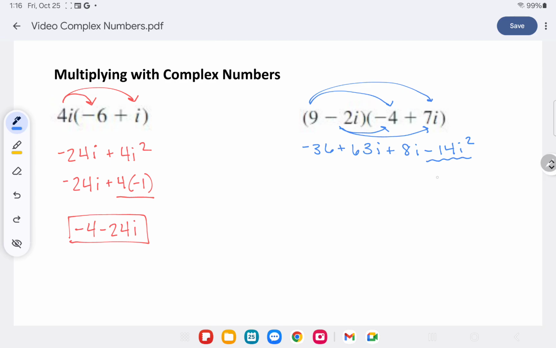Negative 14i squared is negative 14 times negative 1, which is 14. So really, I have a plus 14 back there. So I'm going to combine the plus 14 with the negative 36 to get our real component. And then for our imaginary component, we're going to add the 63i and the 8i to make 71i.